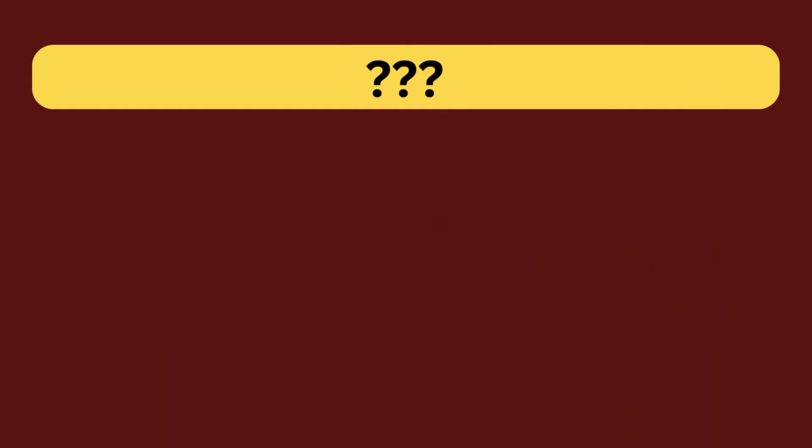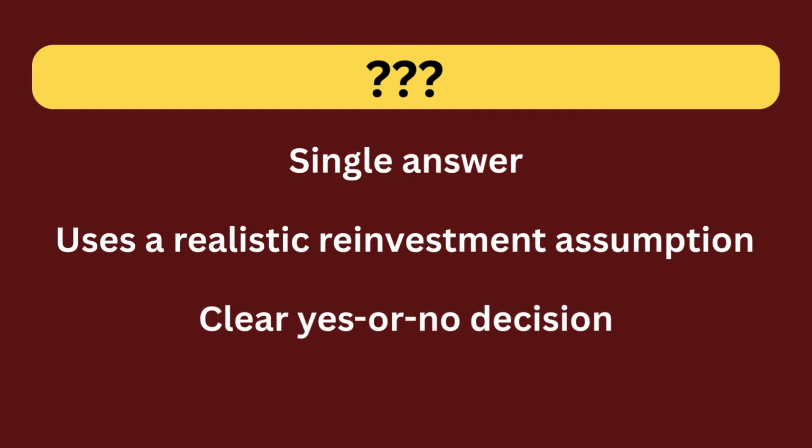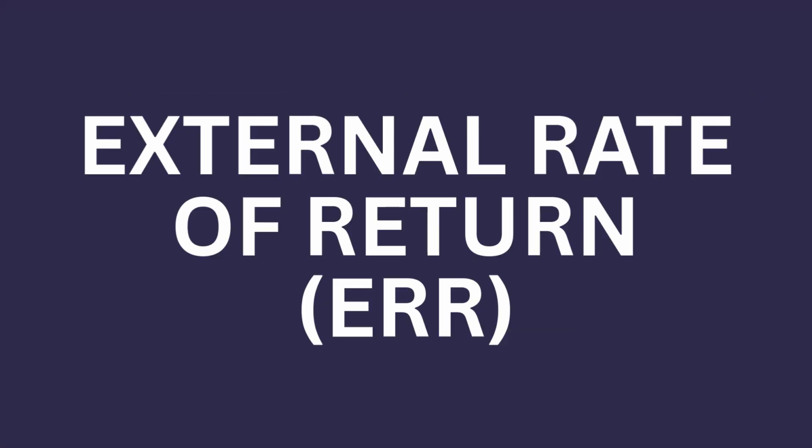They use a different metric, one that always gives a single answer, uses a realistic reinvestment assumption, and leads to a clear yes or no decision. That metric is called the external rate of return, or ERR.